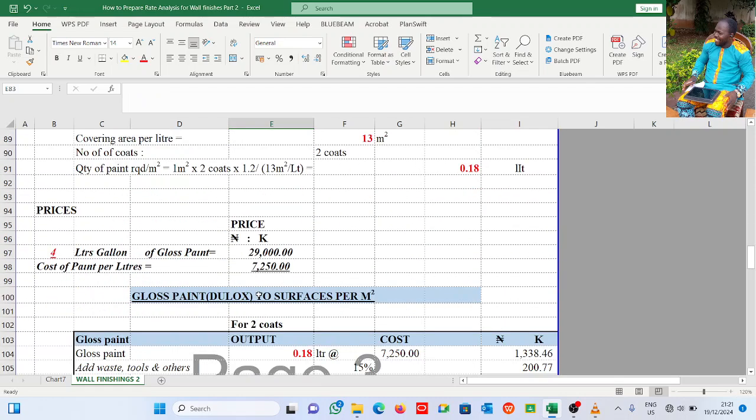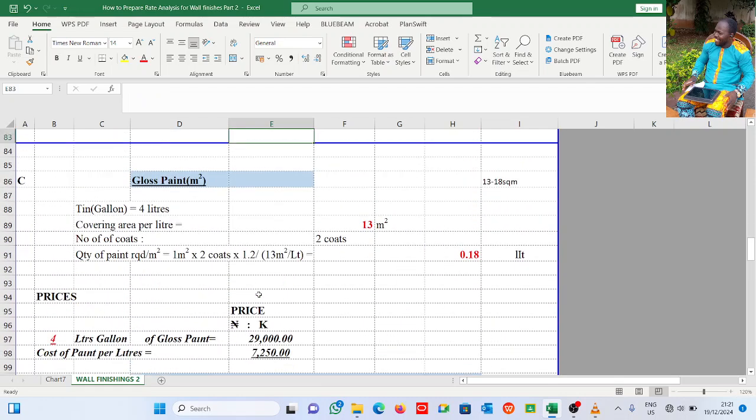All right, gloss paint. Now, a 4 liter gallon of gloss paint covers 13 square meters, okay, 13 to 18 square meters. I have it here. All right, so 13 square meters. Number of coats is 2, the same thing we did in emulsion. That gives us 0.18.